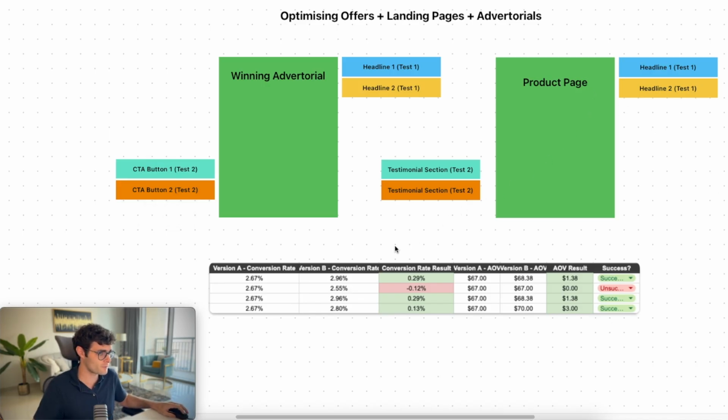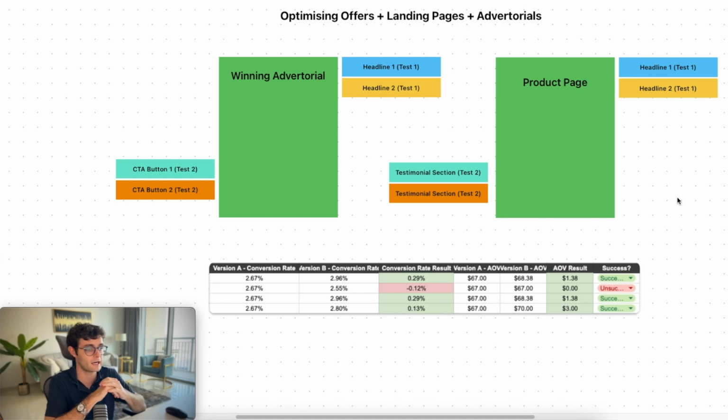Same thing with product pages here, right? We can split test headlines. We can split test testimonial sections. This is what we did. We actually revamped their entire product page, and we've added multiple other sections. And so we're split testing all these things at once. But the thing with CRO is that if you want to do it well, you have to do one thing at a time, and you have to track every single aspect of the CRO test.